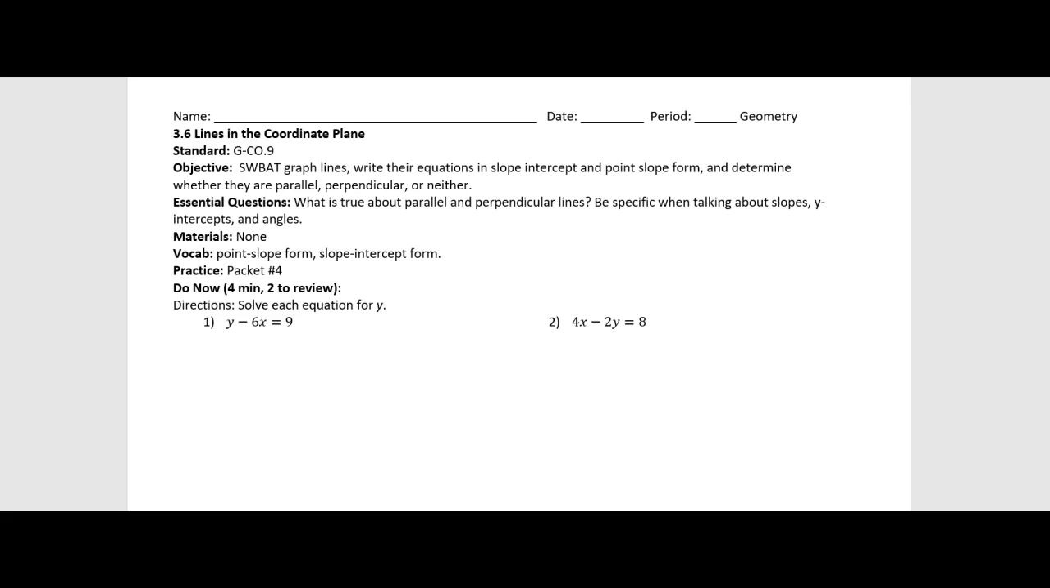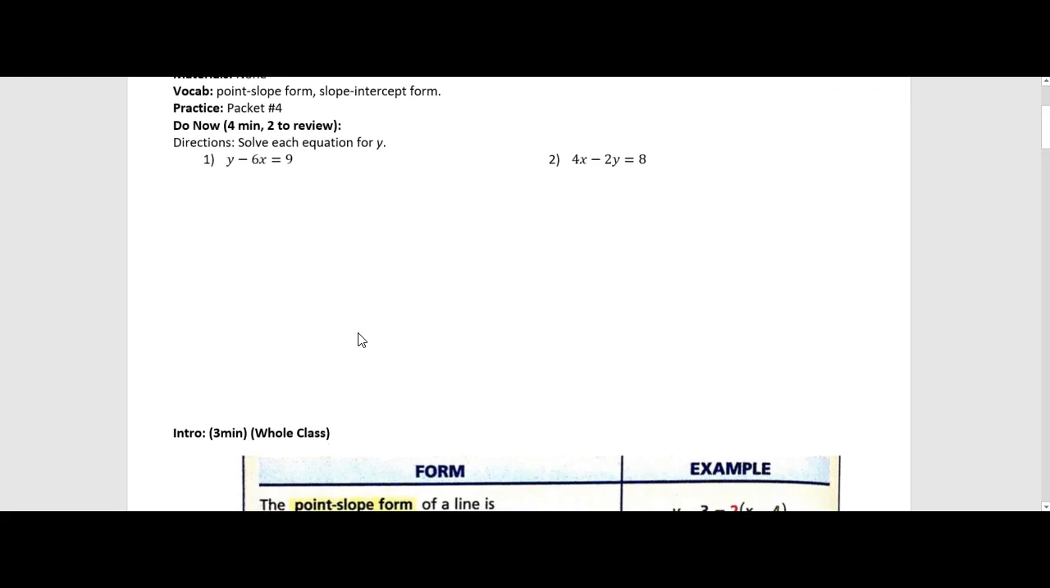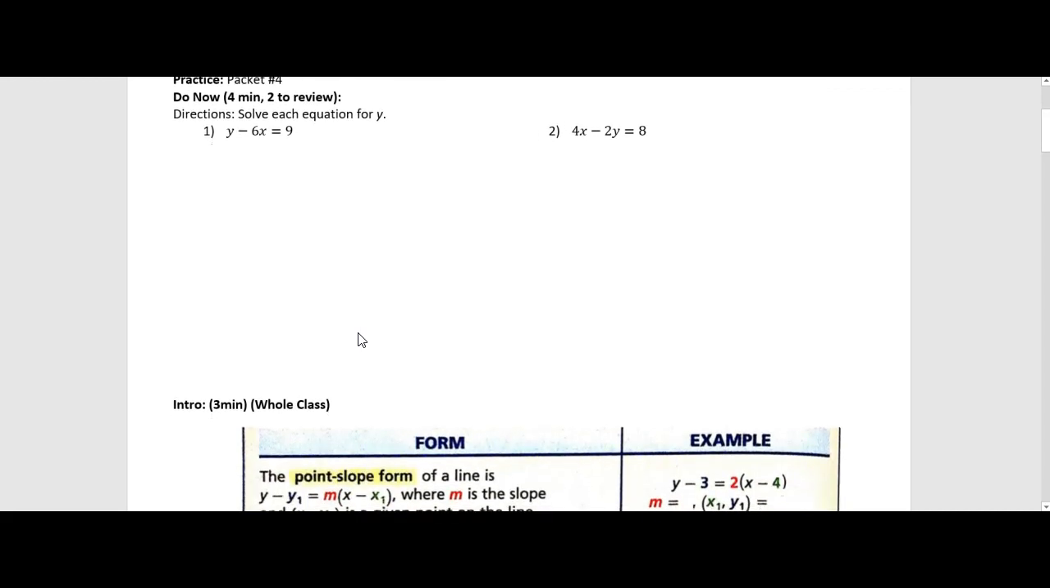So before we get into new stuff for today, you have 2 problems. All you're doing is solving these equations for y. So your goal is to get y by itself. So take 2 or 3 minutes, pause the video, and rearrange those equations.